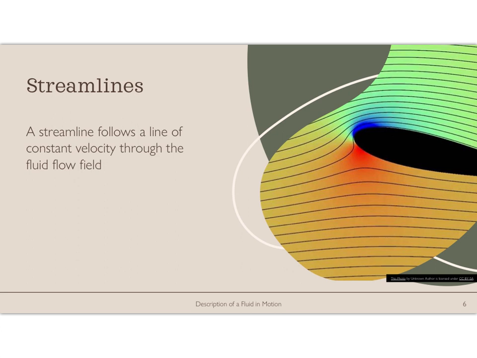So streamlines is the next term in this section. A streamline follows a line of constant velocity through the fluid flow field. If you took a tangent vector to the path from point to point, you would create a streamline. And it's a very handy way. So here in this picture, you see streamlines going over an airfoil.